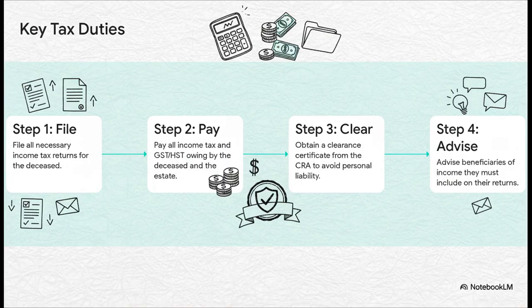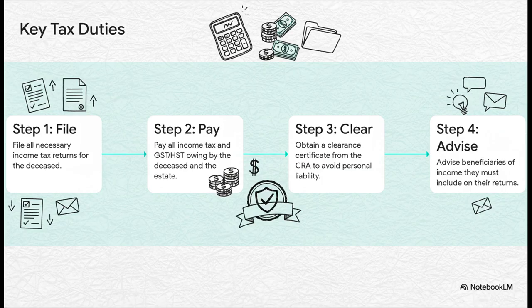So, what does this job actually entail? You can think of it as a 4-step mission. Step 1, file all the income tax returns that are needed. Step 2, pay any and all taxes owed, both income tax and GST/HST. Now, step 3 is the big one for the representative's own protection. Get a clearance certificate from the Canada Revenue Agency. This document is basically the CRA's official word that all tax debts are settled.